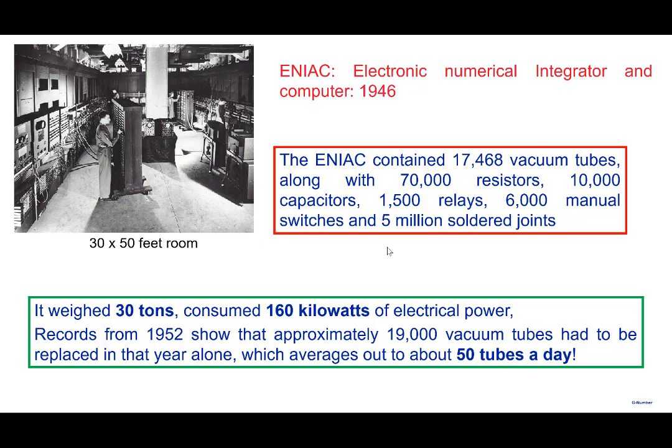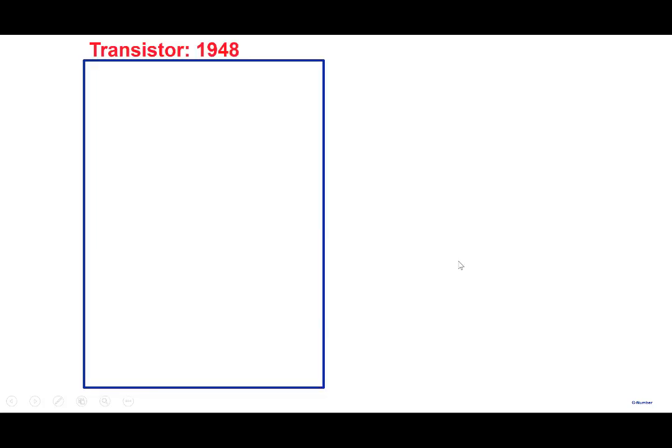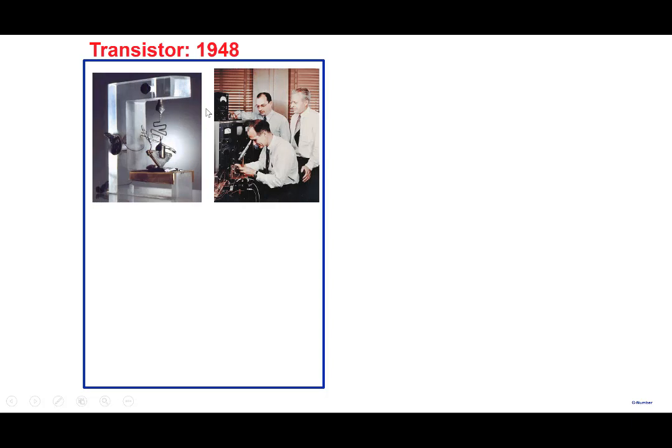Something that had the properties of a vacuum tube, but would not weigh so much, would not be of such a large size, would consume much less power, and would also be far more reliable. And that search, all of you know, resulted in the invention of the transistor in 1948 at Bell Laboratories.